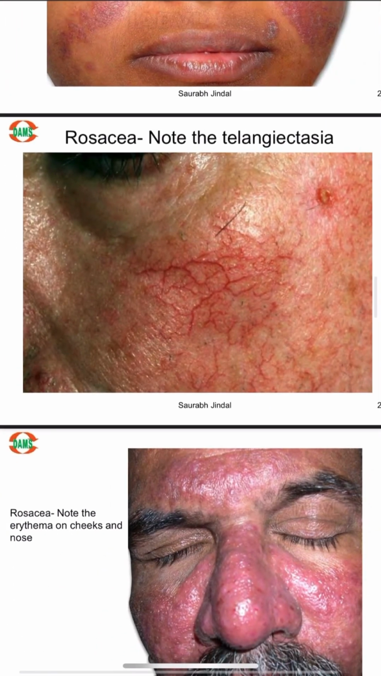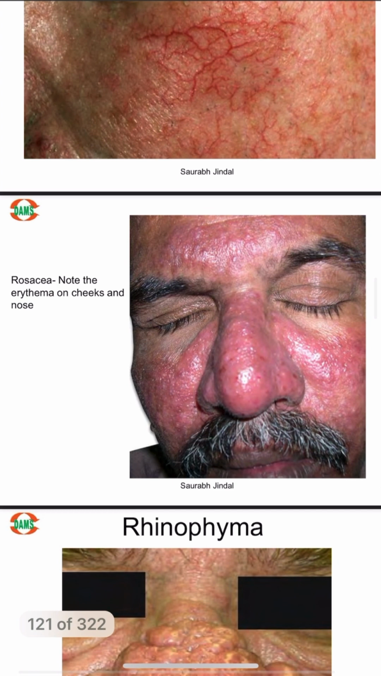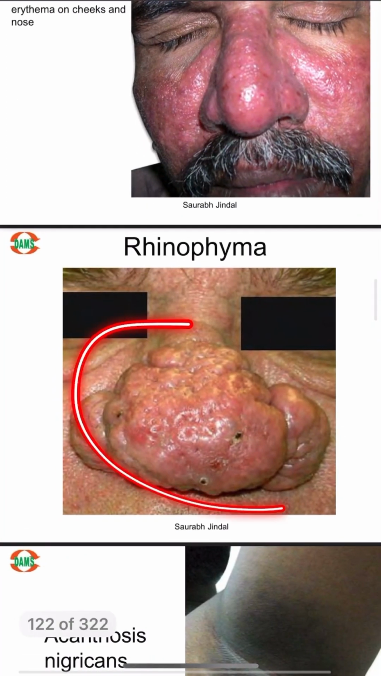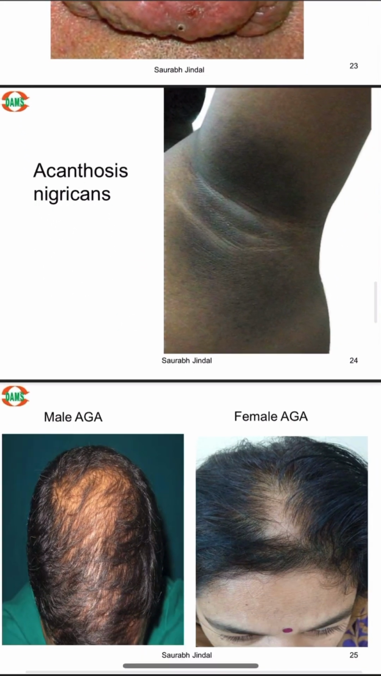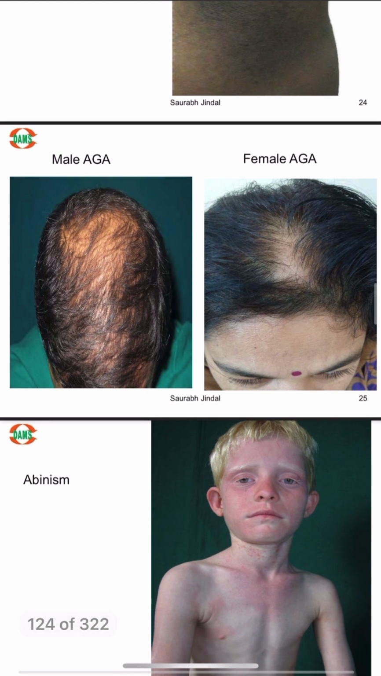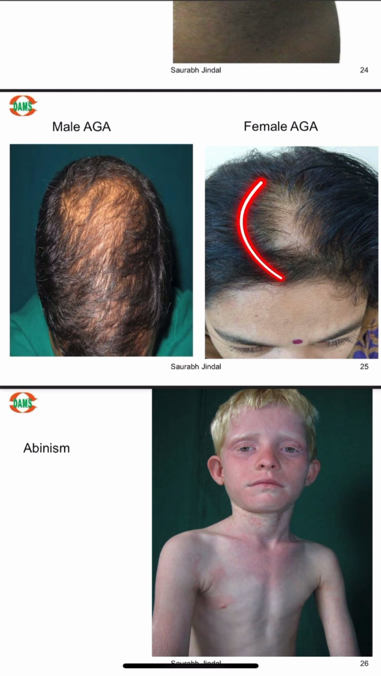This is telangiectasia. This is rosacea, rhinophyma, acanthosis nigricans. This is androgenetic alopecia in male, vertex baldness, and in female, central scalp baldness.